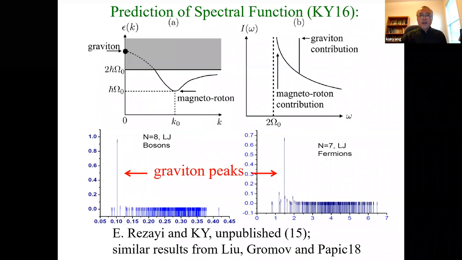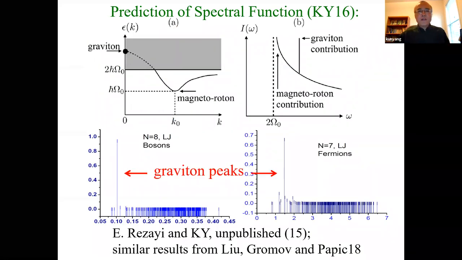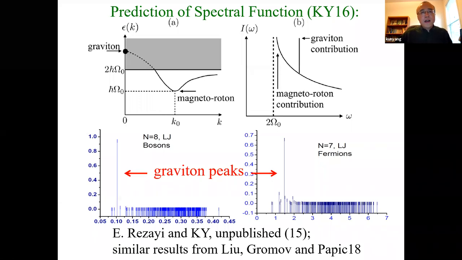And indeed, while I was fighting my losing battle with the PRL referees, I recruited Edward Rezayi, my long-term collaborator, to calculate this spectral function. And he found very sharp and very pronounced graviton peaks in the spectral function for the bosonic Laughlin state at half filling and the fermionic one-third Laughlin state. In one case, the spectral weight is 97%. In the other case, it's 70%. It's almost as good as the GMP mode. I think in this case, it's even better than GMP.